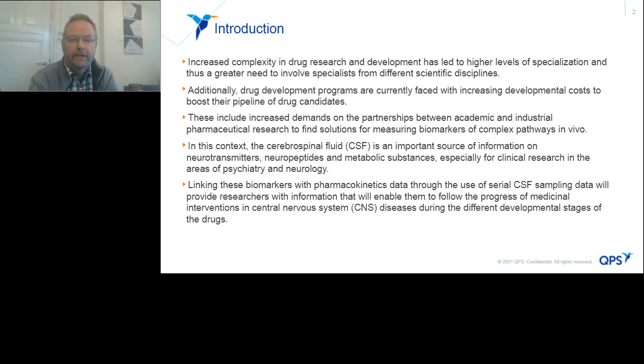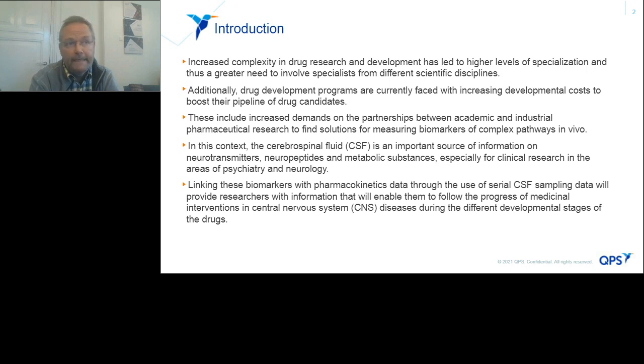So increased complexity in drug research and development is one of the reasons for more and more specialization. Therefore, you need more specialists from different scientific disciplines. Additionally, drug development programs are faced with increasing developmental costs to boost their pipeline of drug candidates. These include increased demands on the partnership between academia and industrial pharmaceutical research in order to find solutions for measuring biomarkers of complex pathways in vivo.